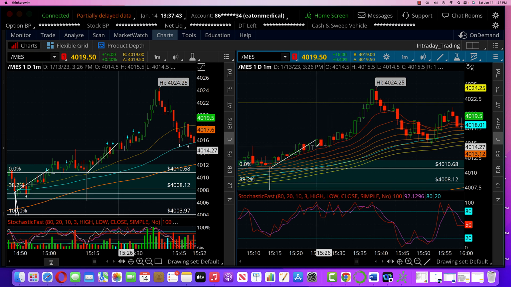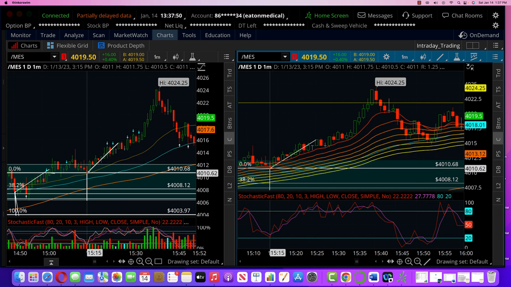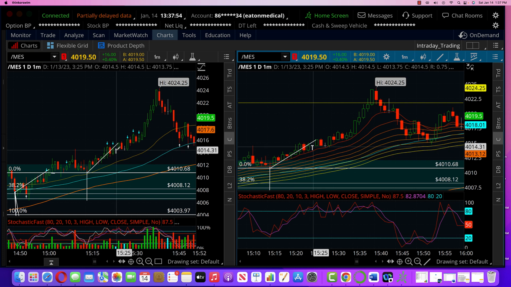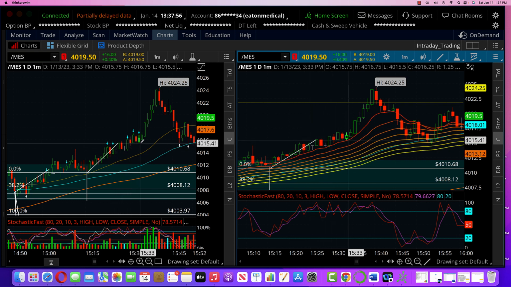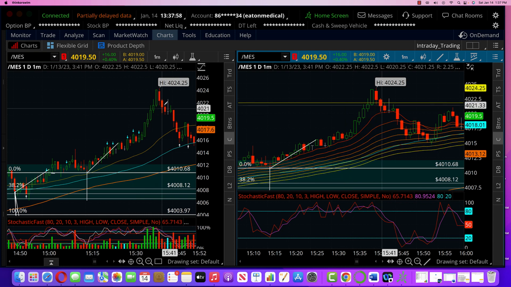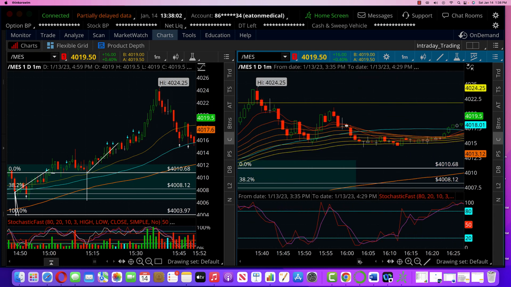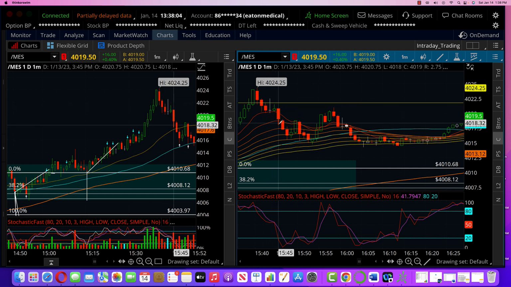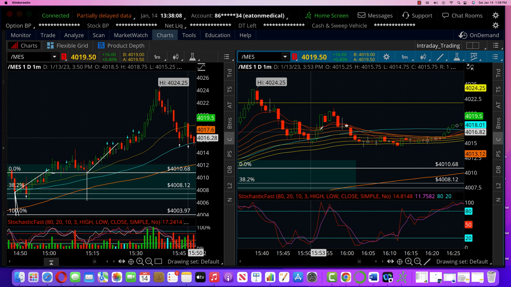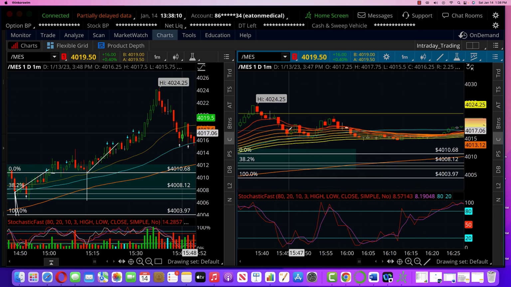This one was pretty good. The 1526 was pretty good. So you would have been in here at this one, stop below here, and you potentially could have got this. Potentially, you might have got the whole move. If you didn't, you wait for the pullback, and you would be long here.